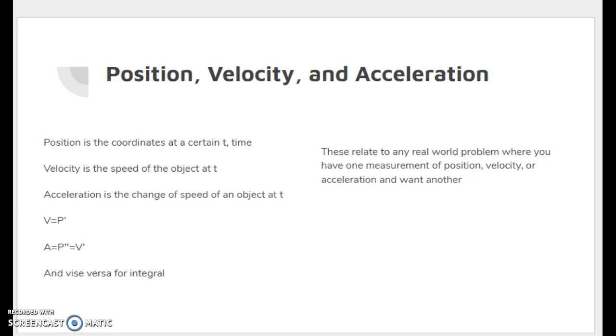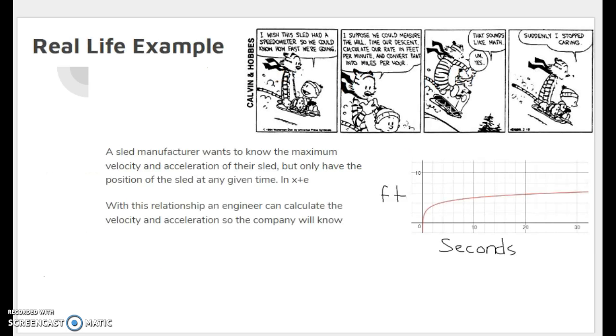those. So for a real-life example, I have a sled manufacturer who wants to know the maximum velocity and acceleration of their sled, but only has the position of the sled at any given time. Natural log of x plus e is the equation of the position of the sled. So here's the graph that shows it. So with this relationship, you could take the derivative once, and you get the velocity.